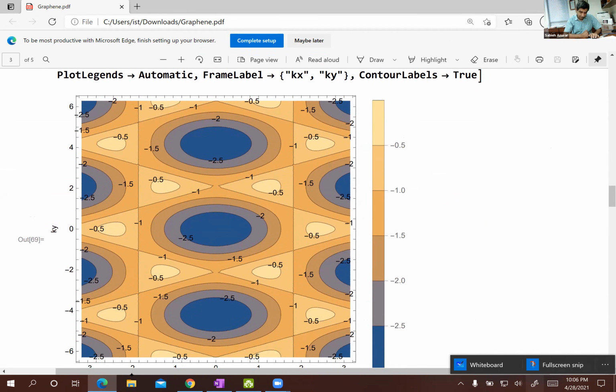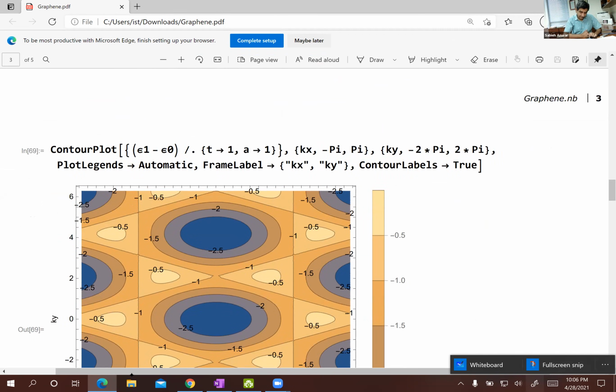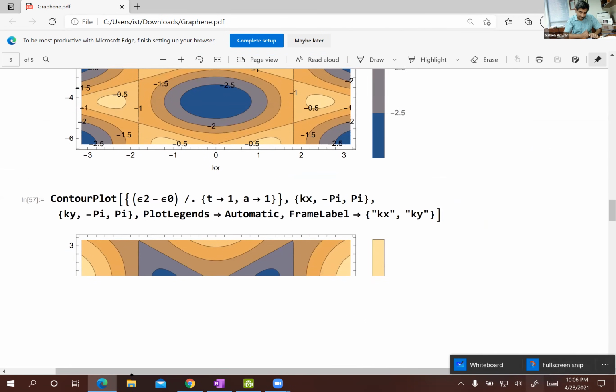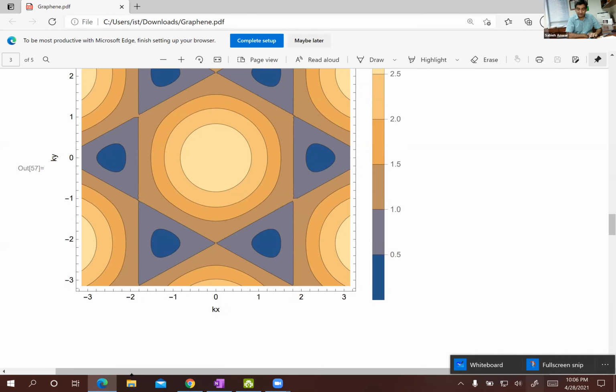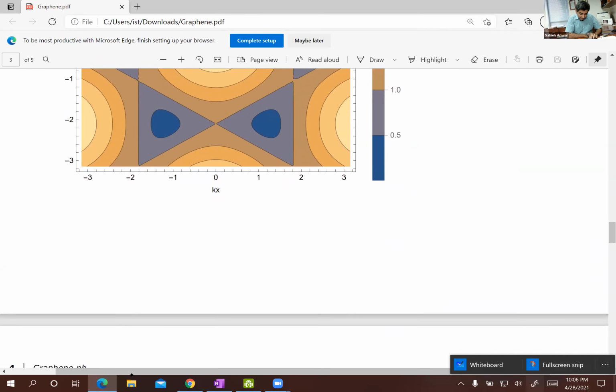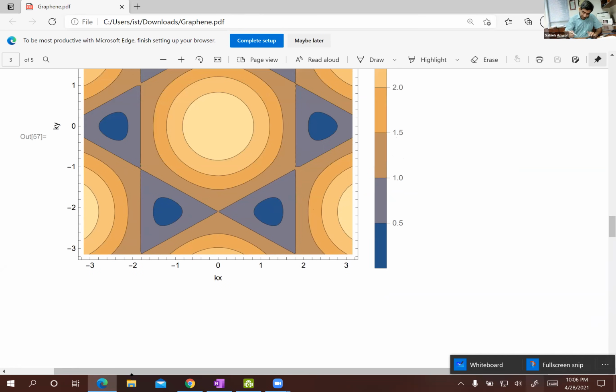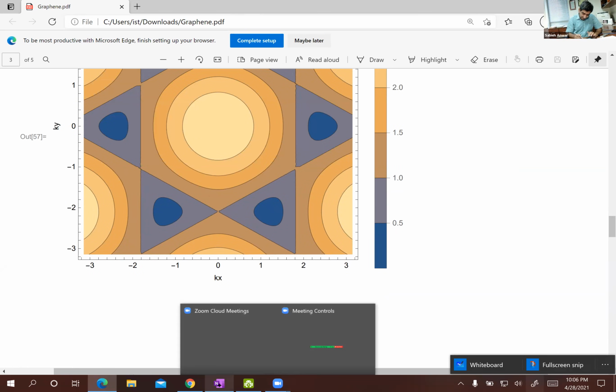So this is for the upper band, and this is for the lower band. One remains positive, the other remains negative. The chemical potential is right in the middle. And at certain points, which I call the Dirac points, these bands are going to meet. And there are two Dirac points in the first Brillouin zone. We're going to locate these points in a minute. So this is what the dispersion relationship looks like. So let me go back to my OneNote now.